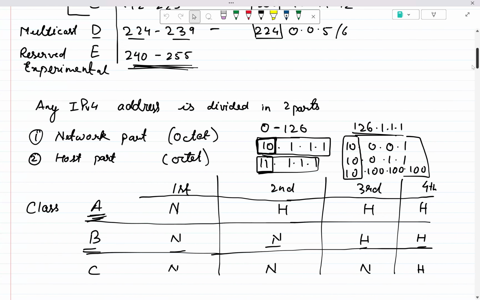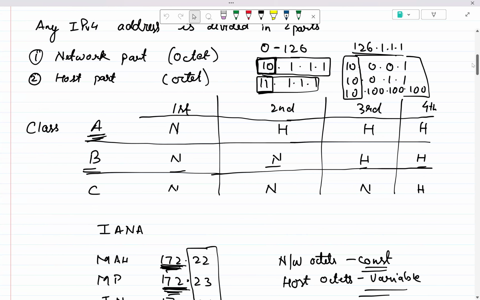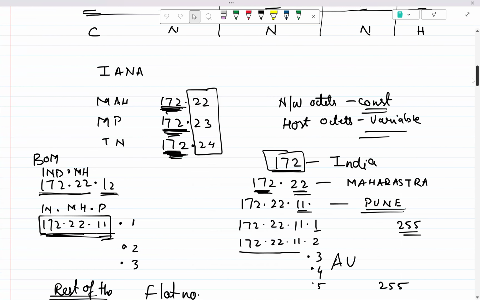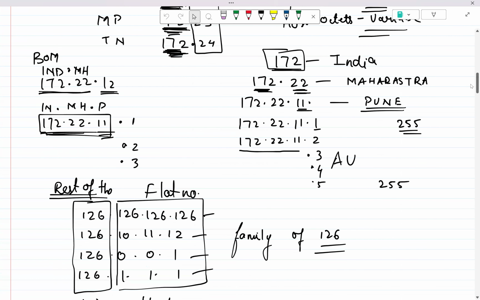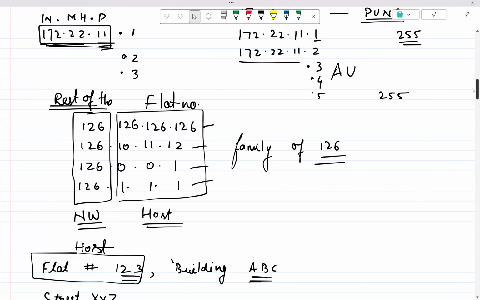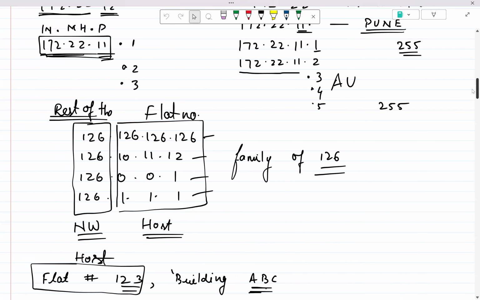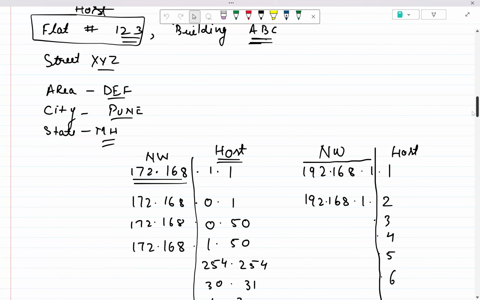And then we started to discuss that each of these classes has different network octets and host octets, right? And we then discussed what is the significance of a network octet and what is the significance of a host octet, with the example of the world map, and with the example of the address of a resident, right? We discussed all that. The network part in any IP address remains constant, whereas the host part keeps changing, right? This is what we had discussed.